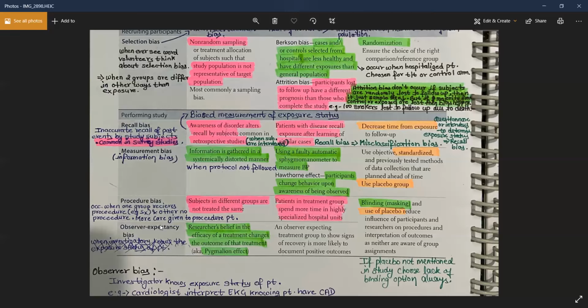Okay, and why is this happening? Because the observers who are analyzing the data already know the exposure status of the patient. Right, now do you understand my example, or should I repeat it again?